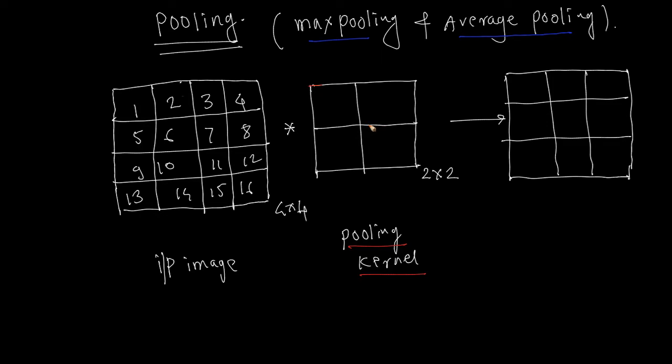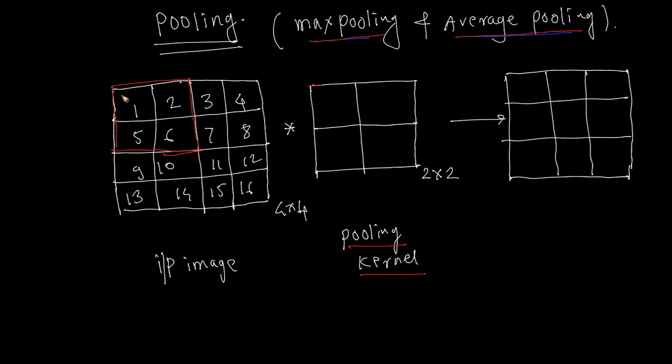So what we do in pooling is place this empty kernel on the image, like we did in convolution, at the top left corner. There are two types of pooling. One is called max pooling, another is called average pooling.